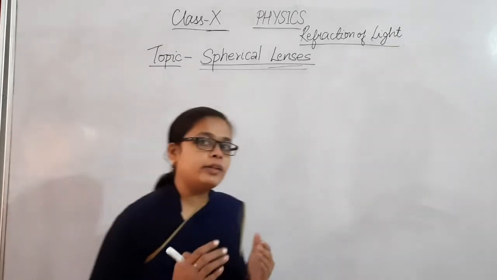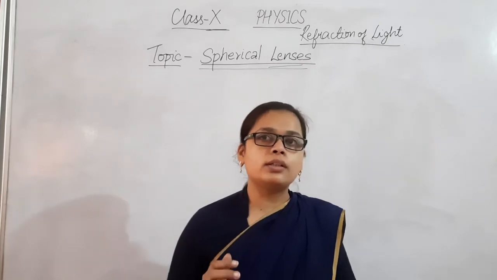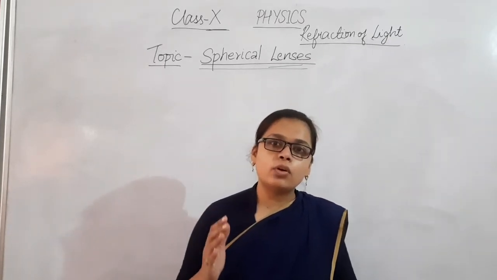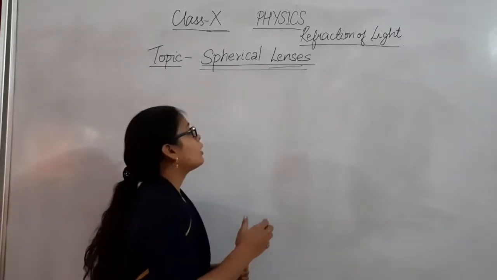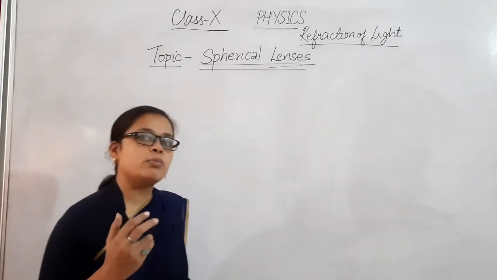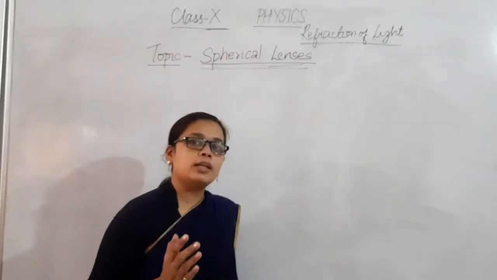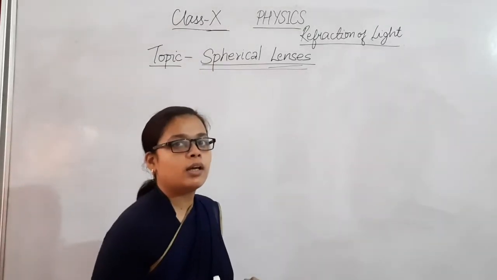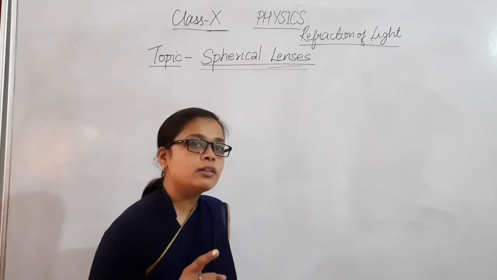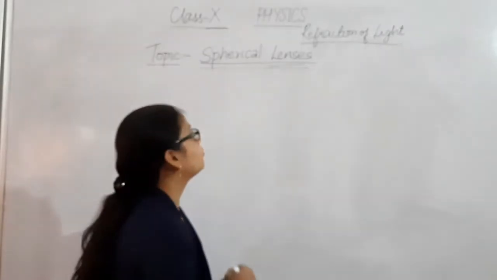As we know, when light travels from one medium to another medium, the phenomenon is known as refraction of light. Earlier we discussed mirrors. What is the difference between a mirror and a lens? A mirror is polished on the back side, but a lens is transparent, and that's why light travels from one medium to another medium.